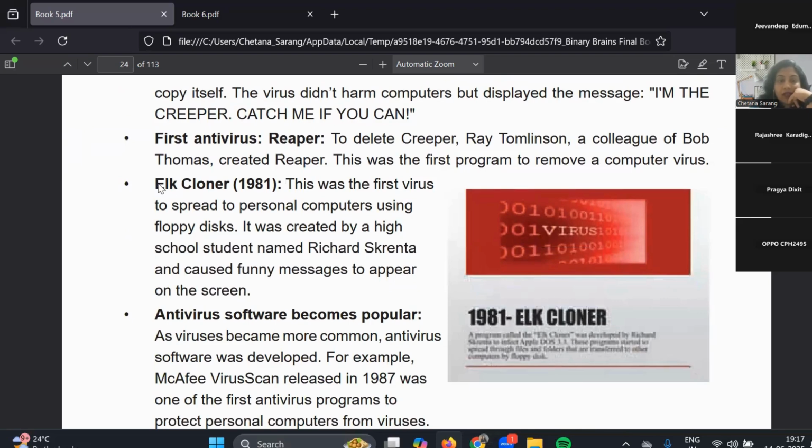And again, Bob Thomas was the one who created this concept of virus, Creeper, and he also found out an antivirus. He did both, he finished there.